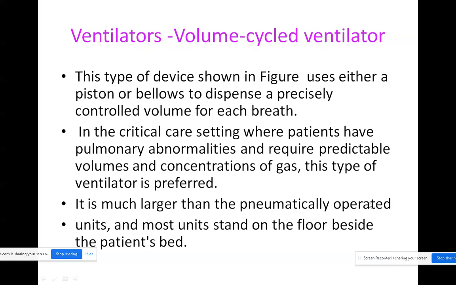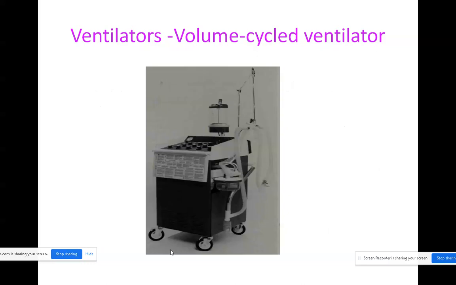It is much larger than the pneumatically operated type. So this is not pneumatically operated. Most units stand on the floor beside the patient's bed. So mostly this setup will be on the back side of your patient bed, because it is not going to be used in pneumatic operation. Pneumatic operation means it is operated with the help of pressure, but this is not operated based on pressure.